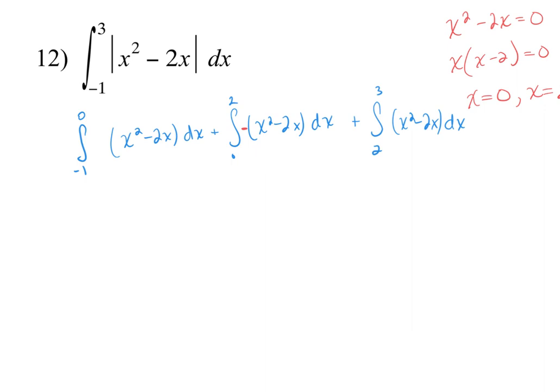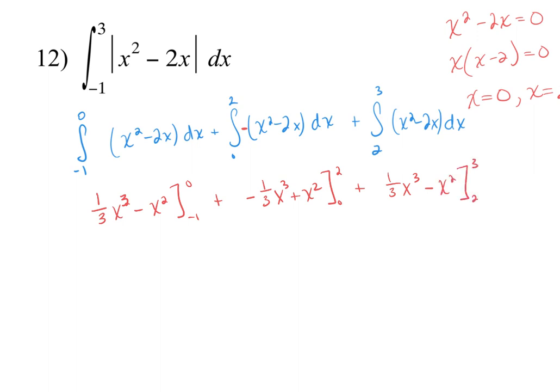Again, pay attention to your zeros here, because for this first interval, your 0 is on top. The second one, your 0 is on bottom. So all of them are going to look the same: 1/3 x cubed minus x squared from -1 to 0. This is just going to be negated: negative 1/3 x cubed plus x squared from 0 to 2. And then 1/3 x cubed minus x squared from 2 to 3.